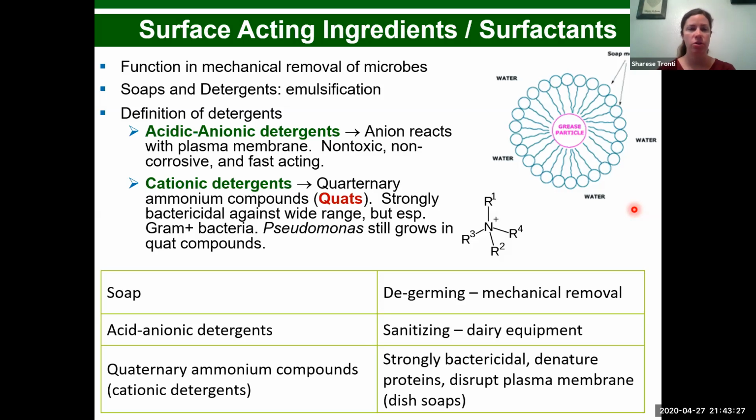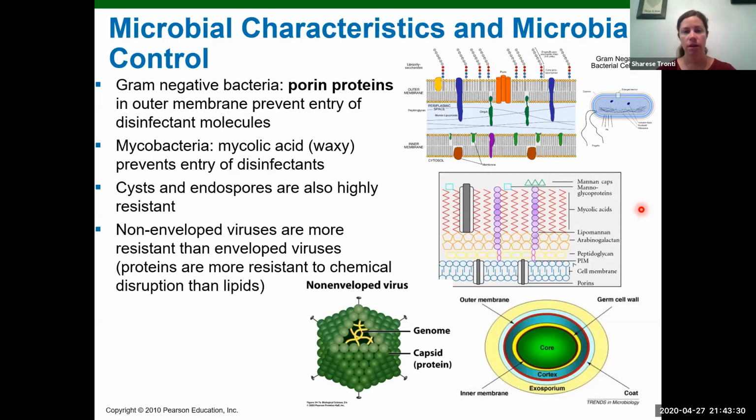And lastly, we're going to finish up by looking at the ways that microbes can fight against the actions of disinfectants. So gram-negative bacteria have porin proteins in their outer membrane. And these proteins are responsible for the prevention of the entry of disinfectant molecules. The mycolic acid in mycobacteria prevents the entry of disinfectants. Cysts and endospores are highly resistant. That makes sense, right? So they're going to be resistant to disinfectants.